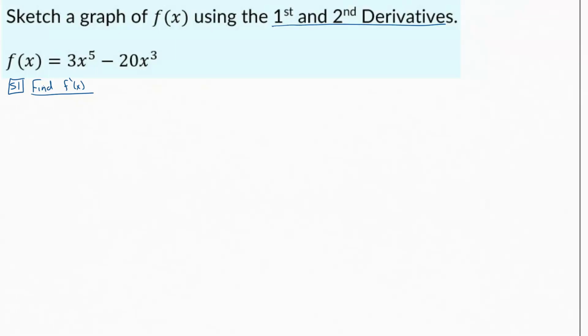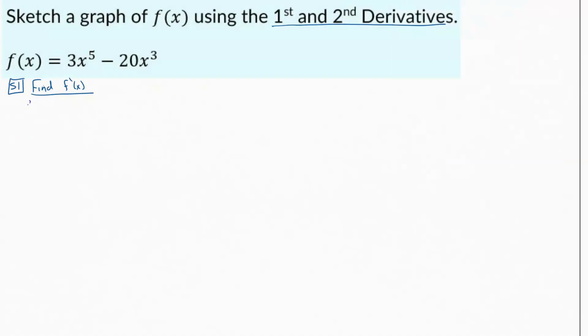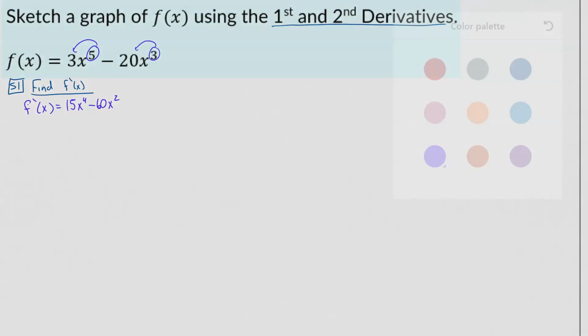So finding the derivative of that given equation, we're just going to be doing our power rule here. It's just a bunch of stuff being added and subtracted. So we bring the power down. We get 5 times 3 gets us 15x, subtract 1 from the power gets us x to the fourth, minus, bring the 3 down, 3 times negative 20 gets us negative 60x, subtracting 1 from the power gets us x squared.